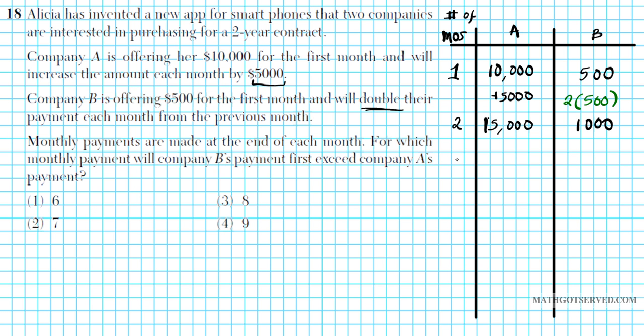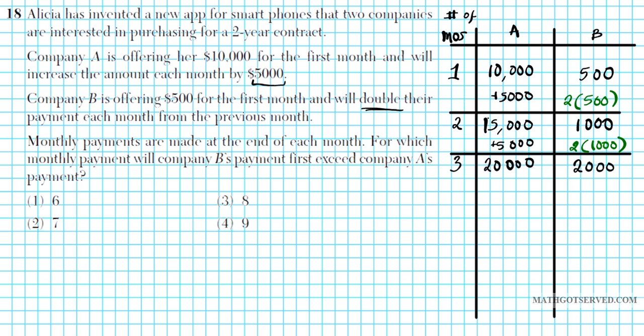We keep on going. For the third month, you add 5,000 to Company A, and that gives you 20,000. And then for Company B, you double the previous month. So 2 times 1,000 gives you 2,000. We see that Company A is still ahead. Let's just put some lines there.